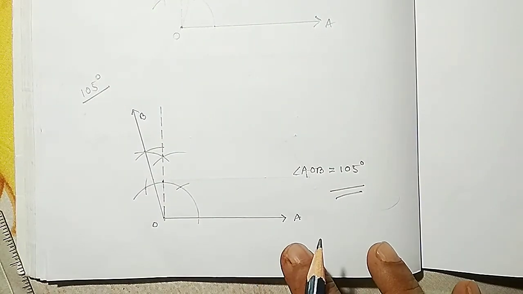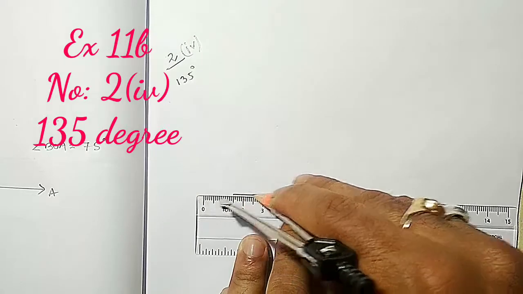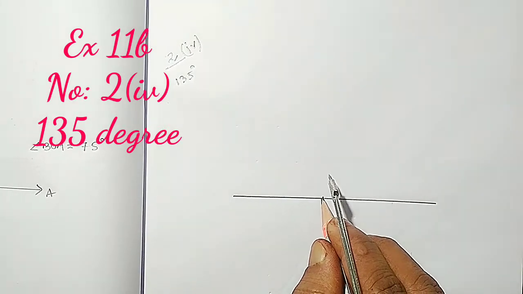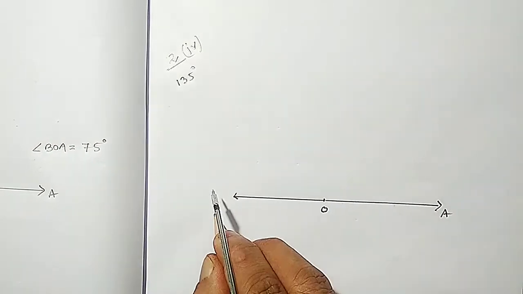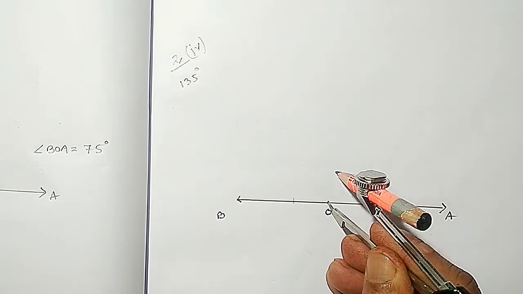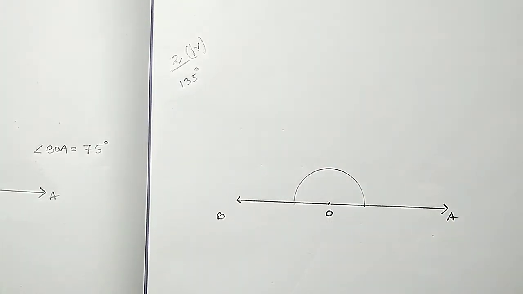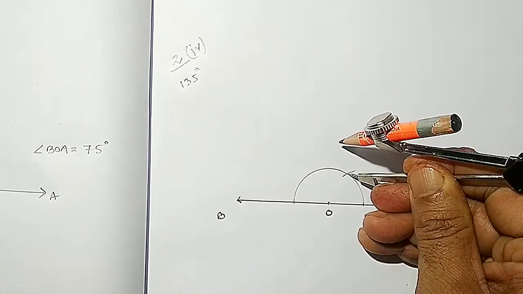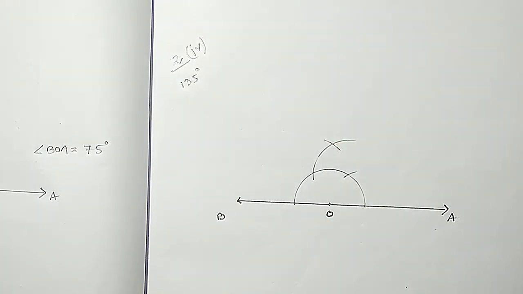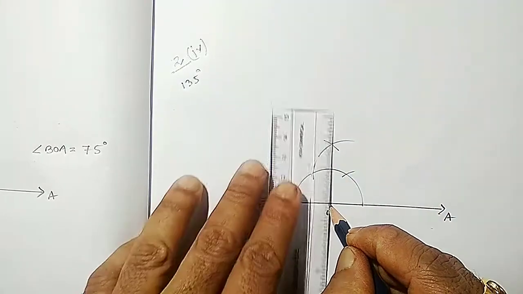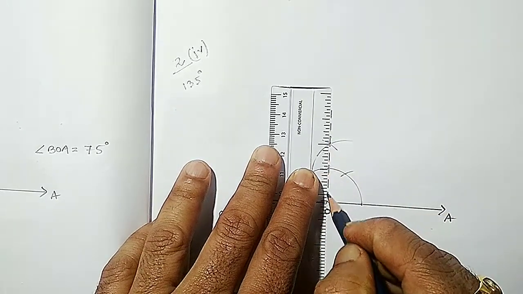Now I'll do 135 degrees. For doing 135 degrees, first of all I will draw any line segment, mark any point in the middle, suppose it is O, and we can name this part as A, this one as B. Clear? Now with O as center, I have drawn one arc like this. Fine. Now from this point we will first draw 90 degrees. All of you know how to draw 90 degrees. So I have drawn this 90 degrees and I'll just join these 2 points. So I got 90 degrees.